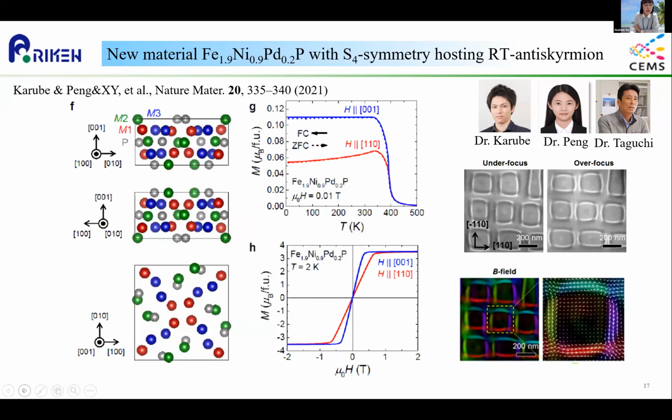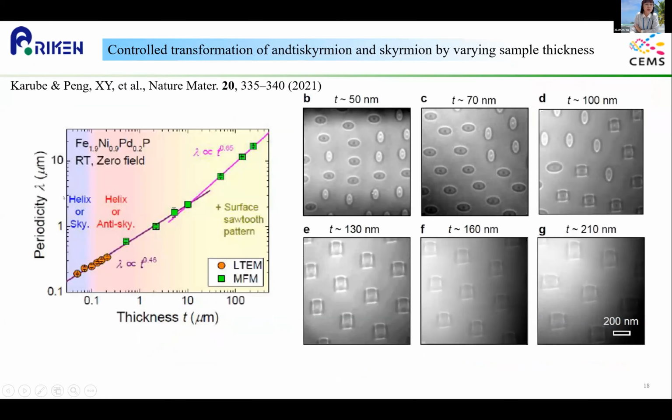We also found that the periodicity of helical stripes increases non-linearly with the sample thickness. And we found that an elliptic skyrmion lattice can be stabilized in very thin samples. But in contrast, this antiskyrmion lattice favors thicker samples.